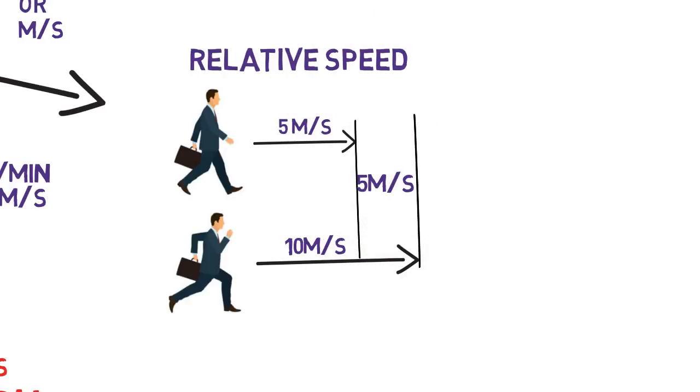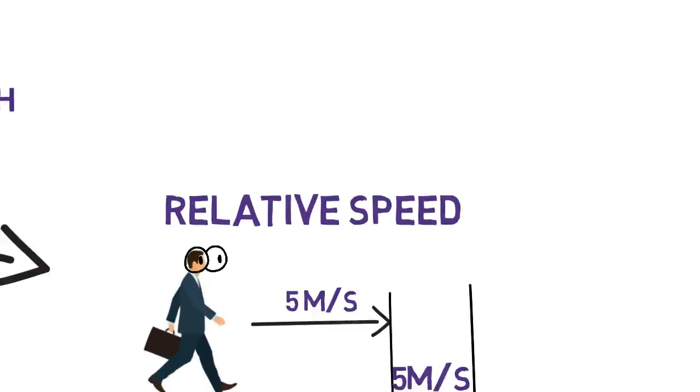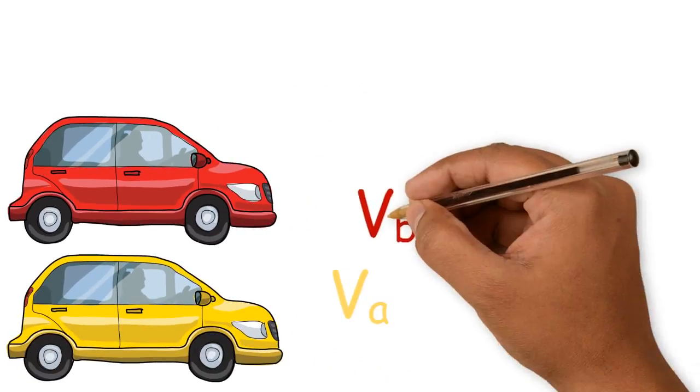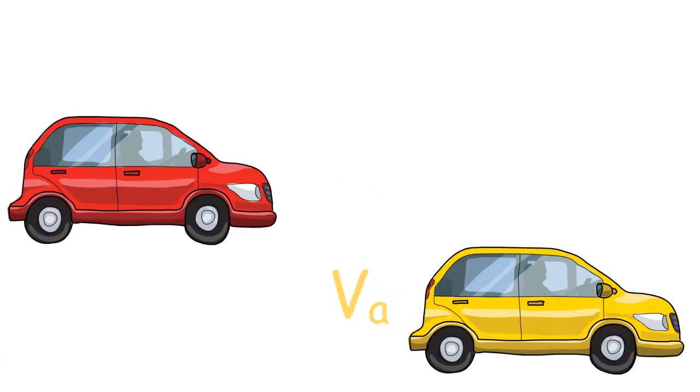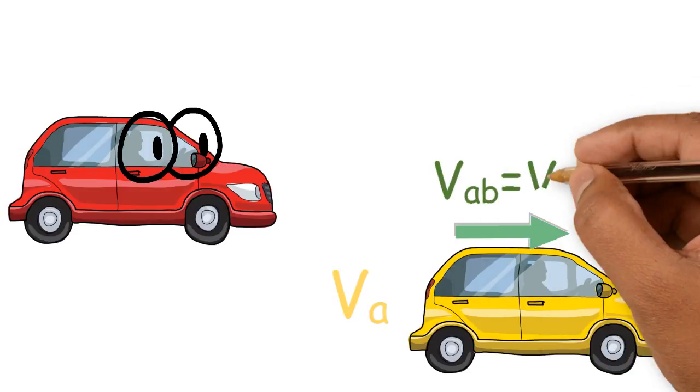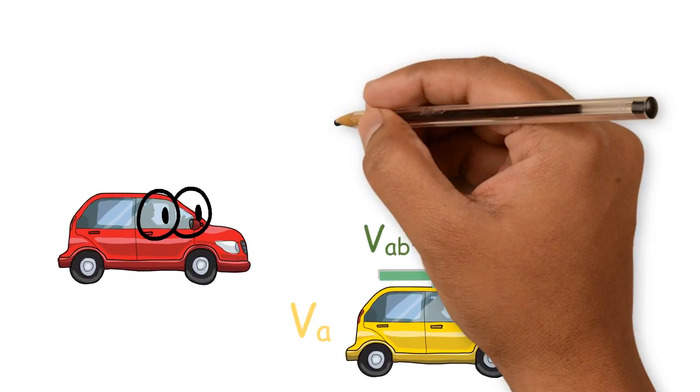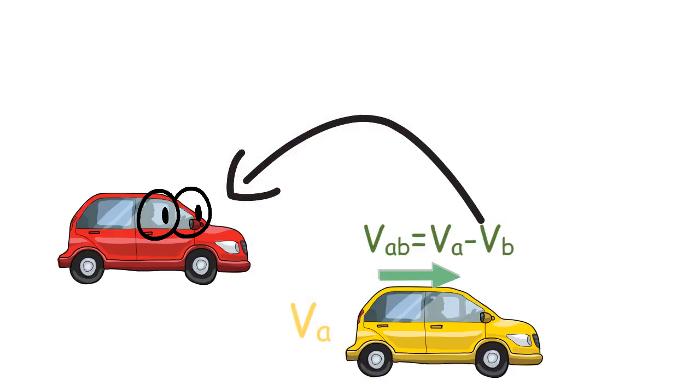It is the speed of one moving object as observed by the second moving object. If the speeds of the two moving objects are VA and VB, then the speed of object A with respect to object B is defined as VAB, which is equal to VA minus VB. It means that you have to deduct the speed of that object with respect to which you are reducing the speeds of other objects.